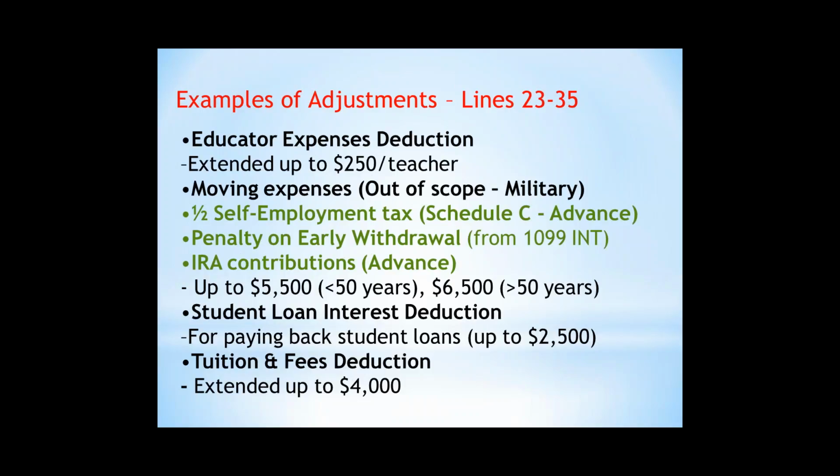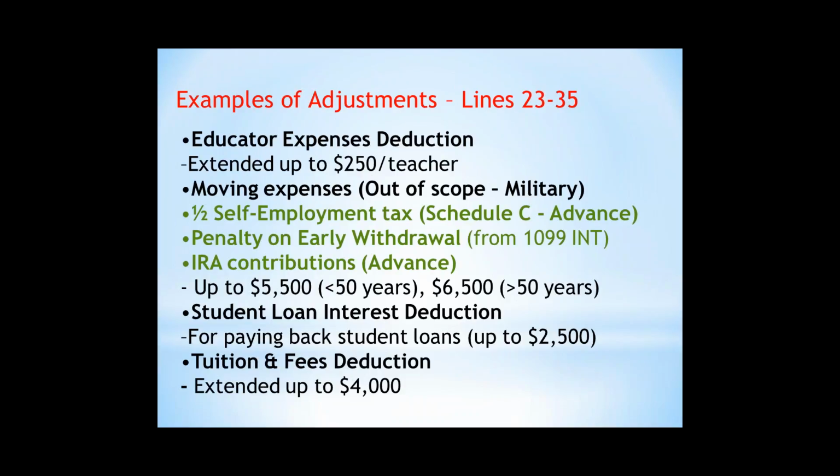Also, a person, and this is probably the one we see most, not that we see adjustments a whole lot, but the one that we probably see the most is the student loan interest deduction, and that's for when people are paying back their student loans. So it can be up to $2,500.